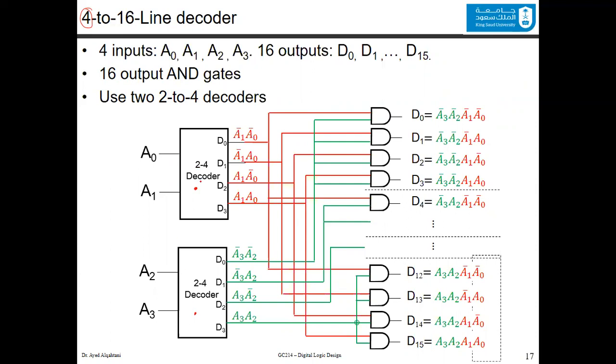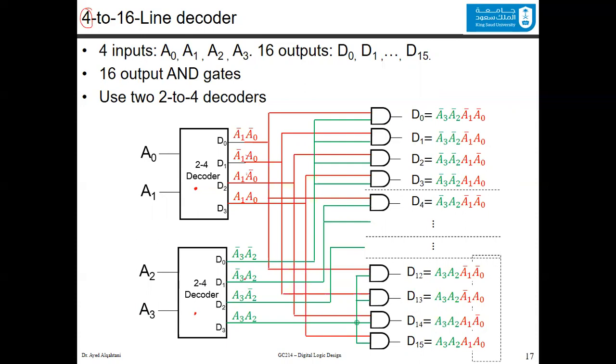The first 2 to 4 decoder will have A0 and A1 as input, and will give you the 4 outputs D0 to D3, and I denoted the minterms for each one of them. Now, the second 2 to 4 decoder will have the inputs A2 and A3, and it will have the denoted minterms.